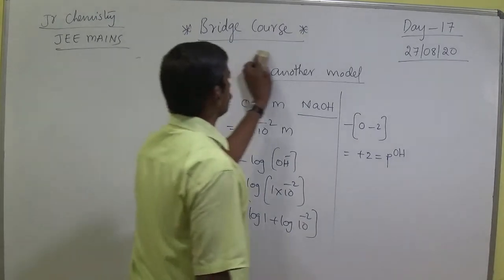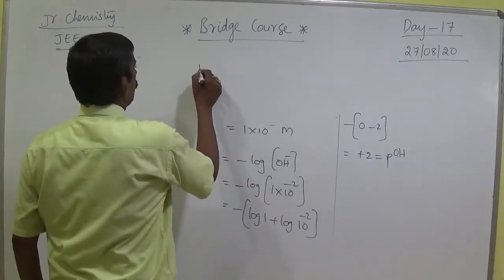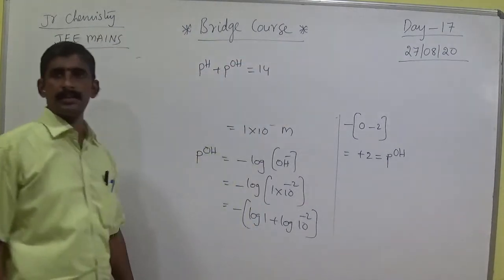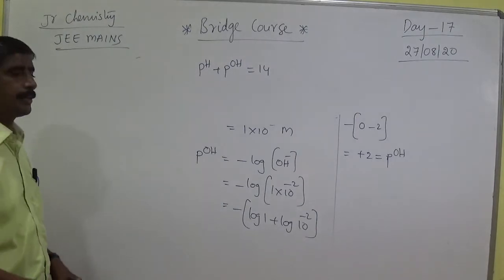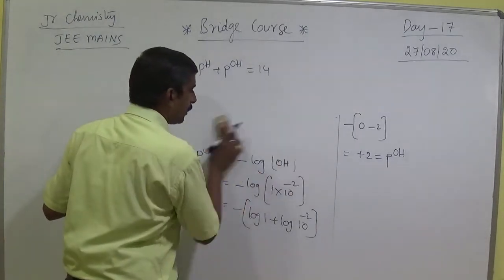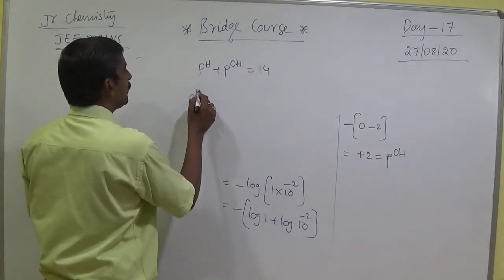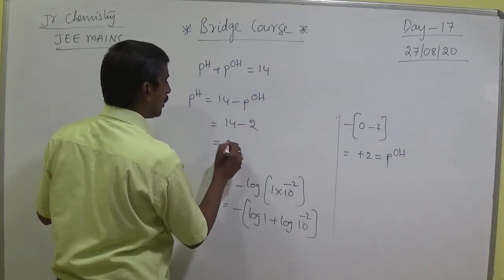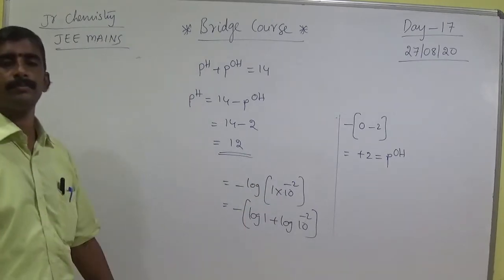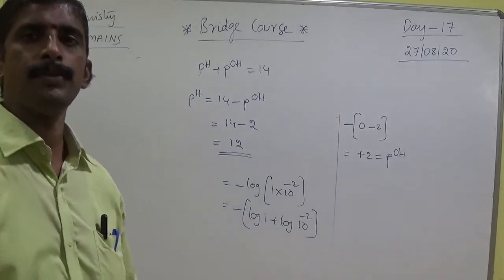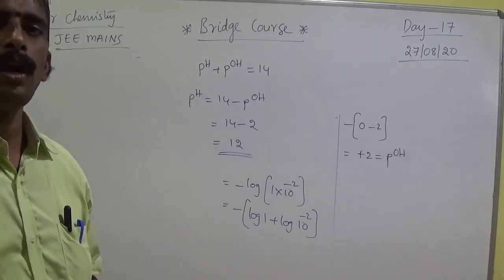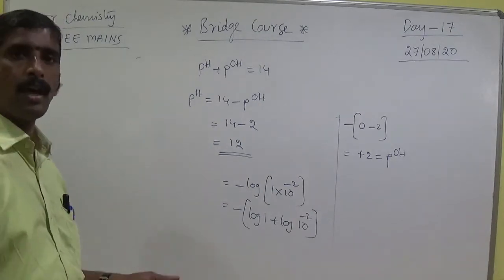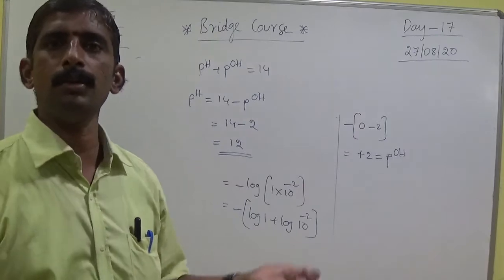Next, pH plus pOH equals 14 at room temperature. We want pH, and pOH is already calculated. So pH equals 14 minus pOH, that means 14 minus 2, so the answer is 12. Any model, same answer. So the pH value of 0.01 molar sodium hydroxide solution is 12. I gave two models, your wish. First model is correct and the second model is also correct.